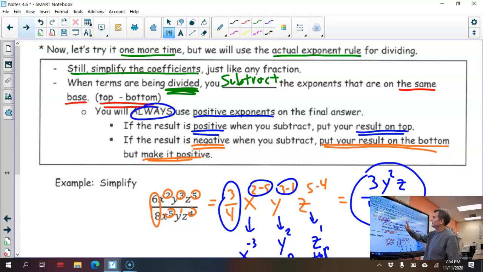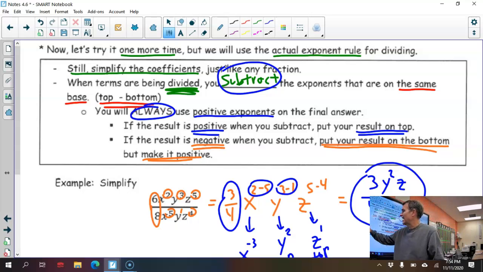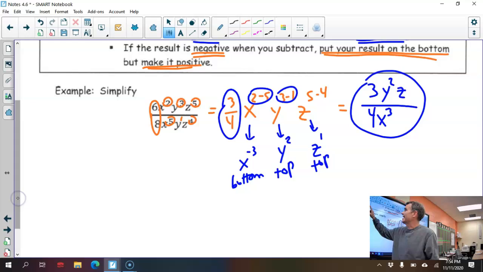You know that when you're dividing, you subtract the exponents. That might come in handy on some problems. You might find that easier on some problems. All right, so that's my review of dividing.